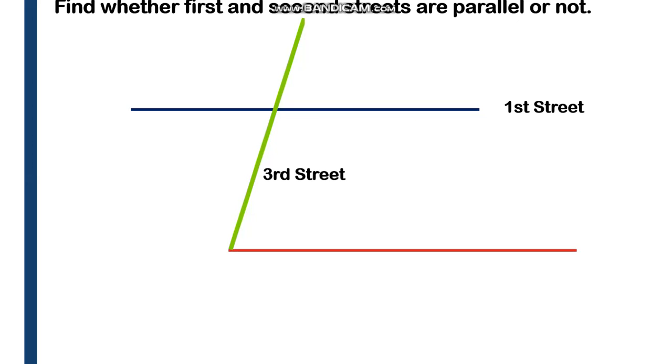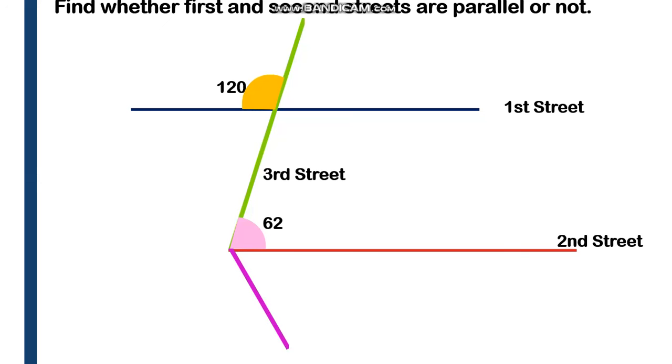There is street 1 and the third street, and the red one is the second street. The question gives that the angle between the third and second street is equal to 62, and this angle equals 120.